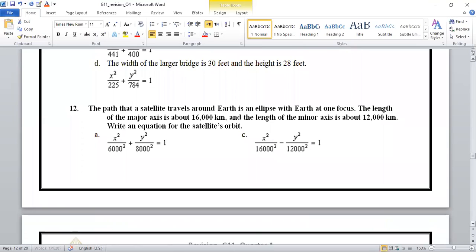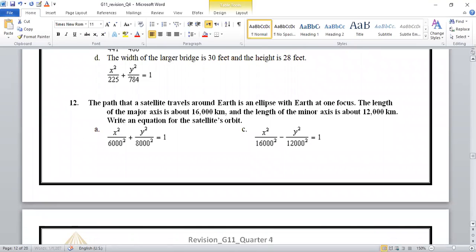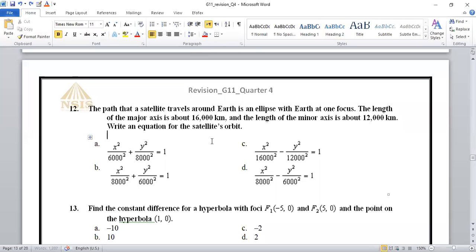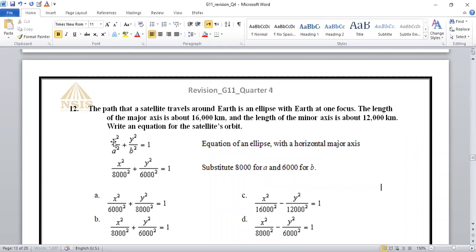Number 12, the path that a satellite travels around Earth is an ellipse with Earth at one focus. The length of the major axis is about 16,000 kilometers, and the length of the minor axis is about 12,000 kilometers. Write an equation for the satellite's orbit. The equation of the ellipse with a horizontal major axis is x squared over a squared plus y squared over b squared equal 1.